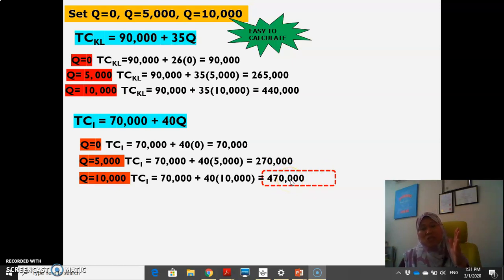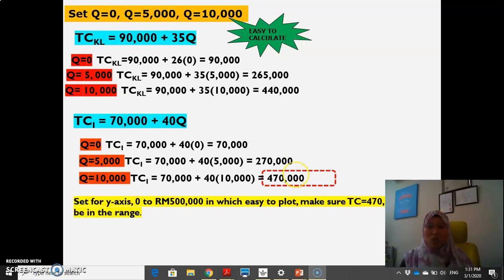The best thing is to get a round number, I mean one that is easy to plot on graph paper. So for me, I go for maybe 100,000, 200,000, 300,000 on graph paper. So I decided to make my y-axis go up to 500,000. Now I have my x-axis scale, 0 to 10,000, and my y-axis scale, 0 to 500,000.